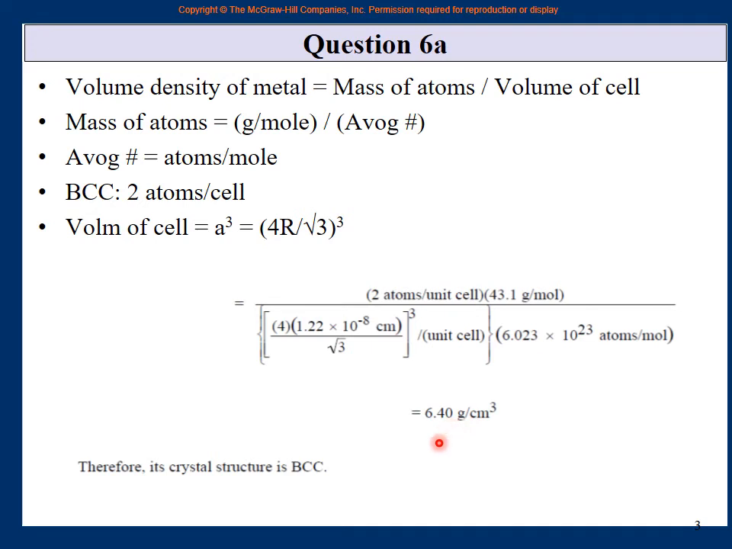And this is the same value as given in the problem. So it means that the material that is given to us has a BCC structure. So if you had directly tried BCC, this would be it. If you had tried FCC first, your answer will be some other number. So then you will say that this answer is not matching. So let us try BCC now. So this is the way you solve this problem.